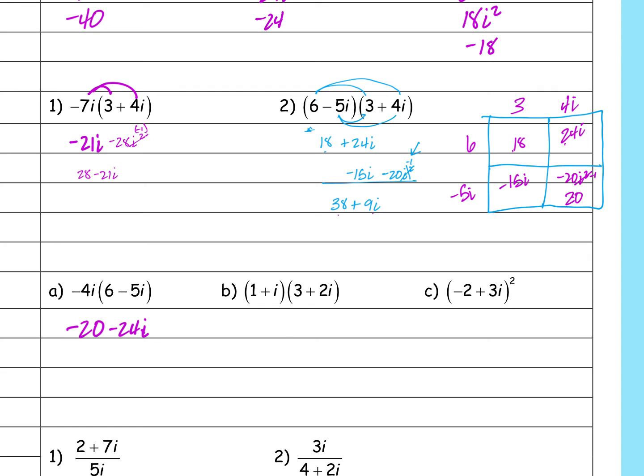And then the answer for B was 1 plus 5i. And the answer for C is negative 5 minus 12i. Lovely. Anybody have any questions on those answers?